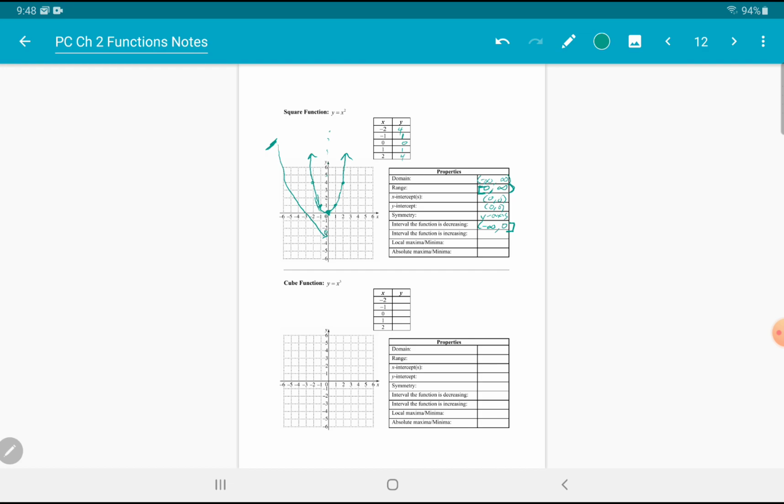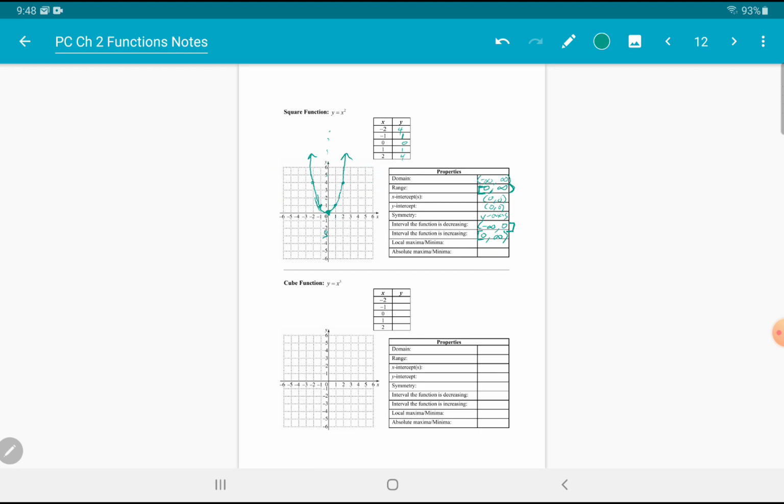Where's the function increasing? Well, that's just on the other side of the parabola. It starts at 0 and works its way up. So we say we start at 0, close bracket, and works its way up to infinity, like that. Okay. Now let's look at the local max and mins.